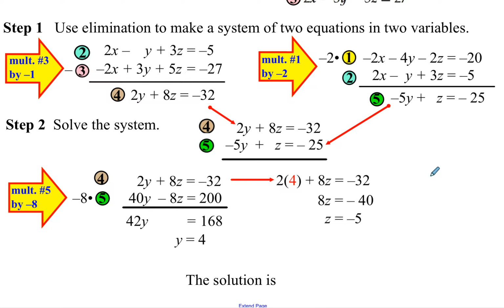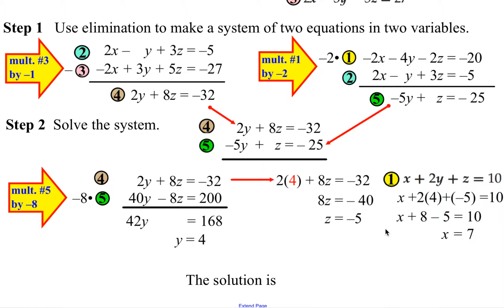So I went ahead and chose equation 1, I believe is what I chose. And so here's equation 1, I just rewrote it, and I substituted in the variable 4 for y and -5 for z. So I get an 8 minus 5, which is 3. And if I subtract 3 on both sides, I get x equals 7. So I ended up with a specific point, the point 7, 4, -5.